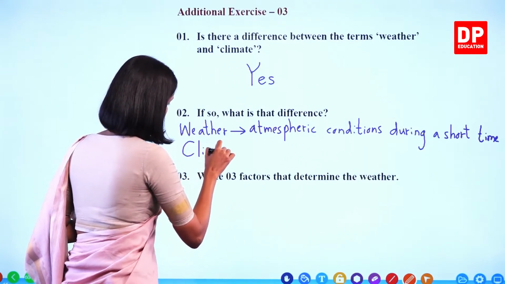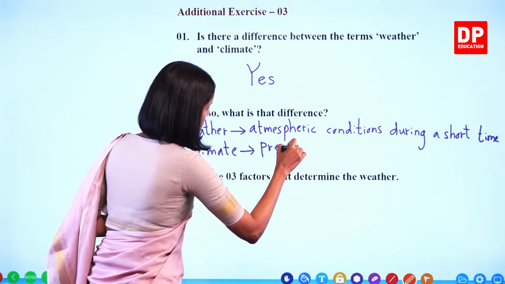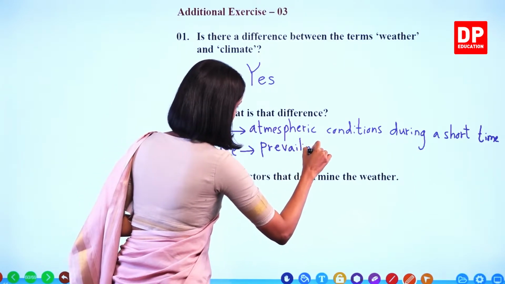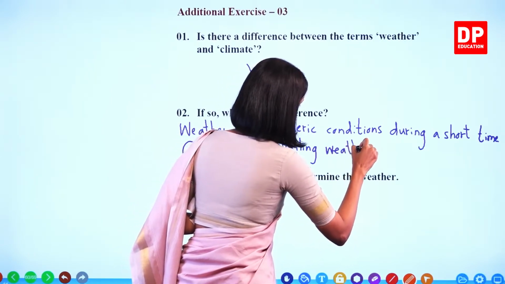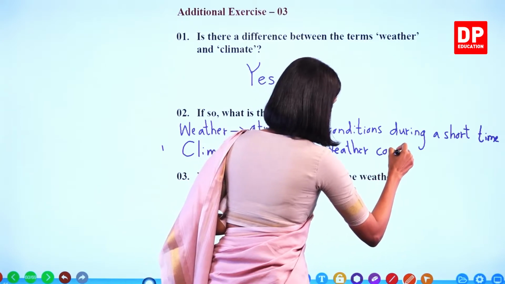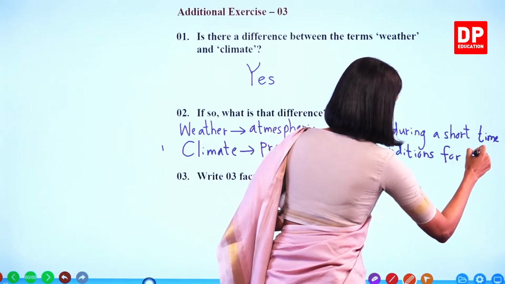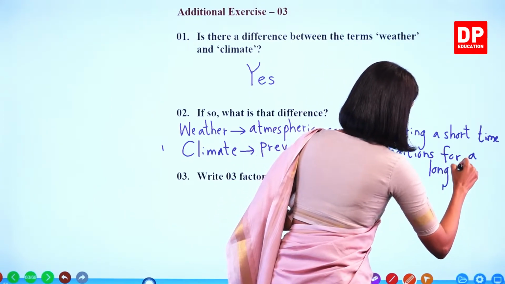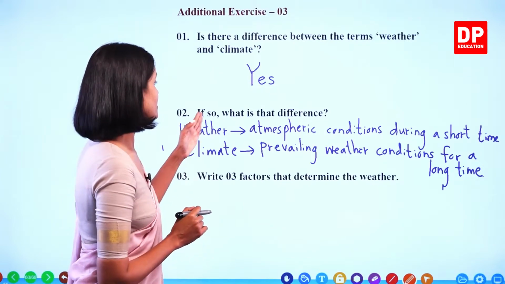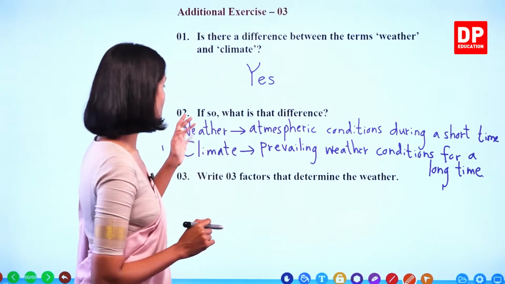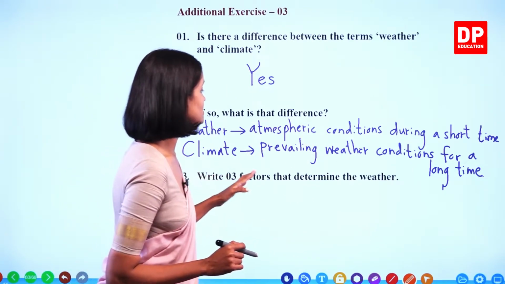Climate: prevailing weather conditions for a long time. Weather: atmospheric conditions during a short time. Climate, prevailing weather conditions for a long time. Right? Write 3 factors that determine the weather.